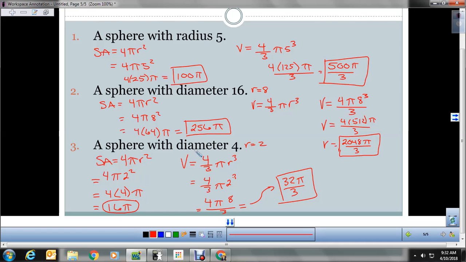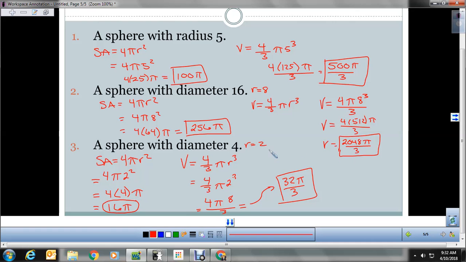And then our last one, we have a diameter of 4, radius of 2. So 2 squared is 4. 4 times 4 is 16 pi. For the volume, you get 4/3 pi r cubed. 2 cubed is going to be 8. 8 times 4 is 32. And 32 pi over 3 becomes our answer.